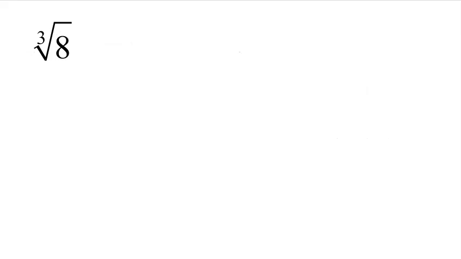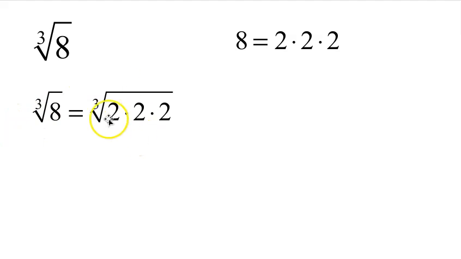I want to finish up by looking at cube roots. When we said square roots, we said what number multiplied by itself equals the number under the radical. Here, what number multiplied by itself 3 times gives us the number under the radical. So here's our notion. 8 is 2 times 2 times 2. I have 2 repeated as a factor 3 times. That's what I'm looking for in a cube root. So the cube root of 8 is the cube root of 2 times 2 times 2.